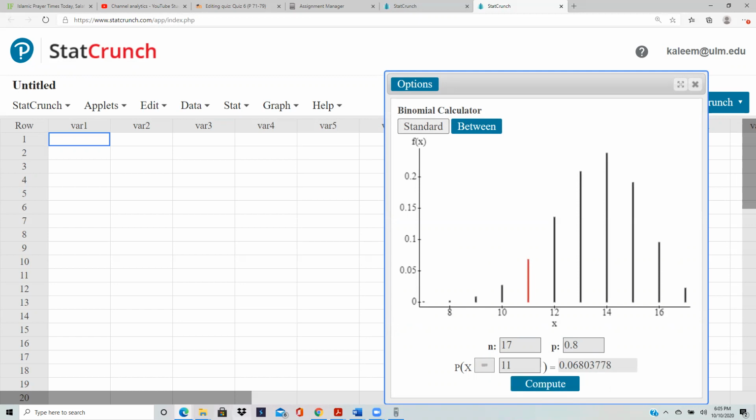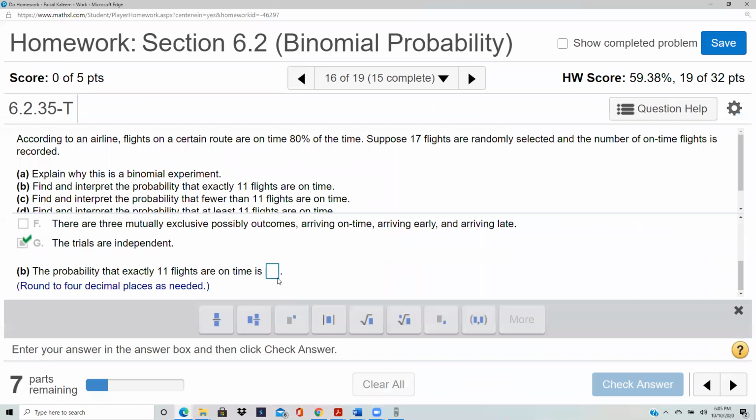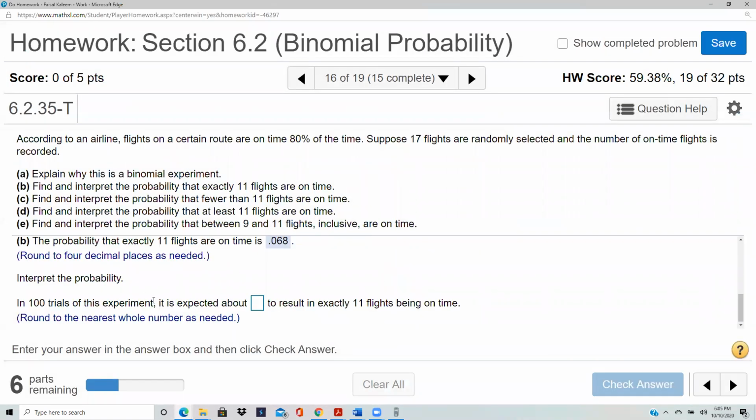0.068. So if you do it 100 times, you just multiply this by 100. So that would be 6.8, which rounds to 7.